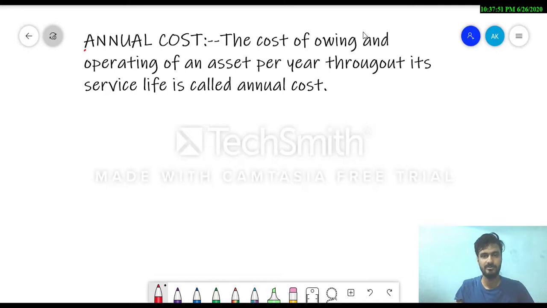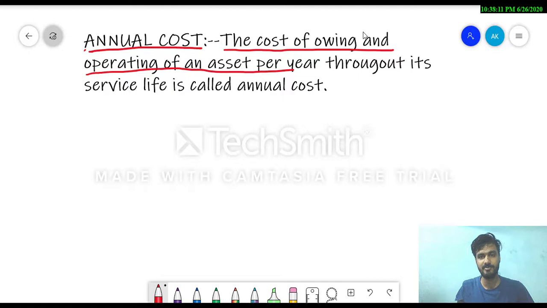The cost of owning and operating an asset per year throughout its whole service life is called the annual cost. So before going for the derivation part, let us know the basic definition of the annual cost. I have written over here: the cost of owning and operating an asset per year throughout its service life is called annual cost.